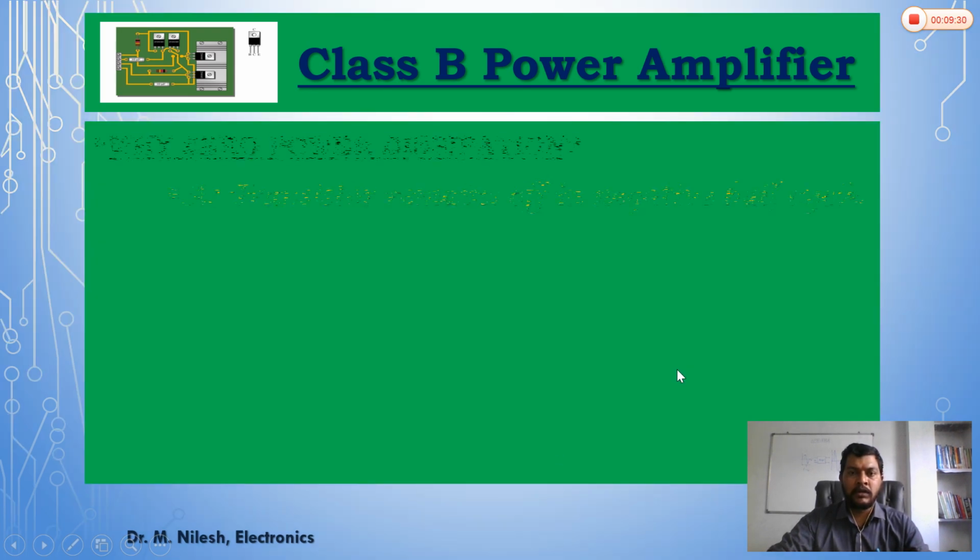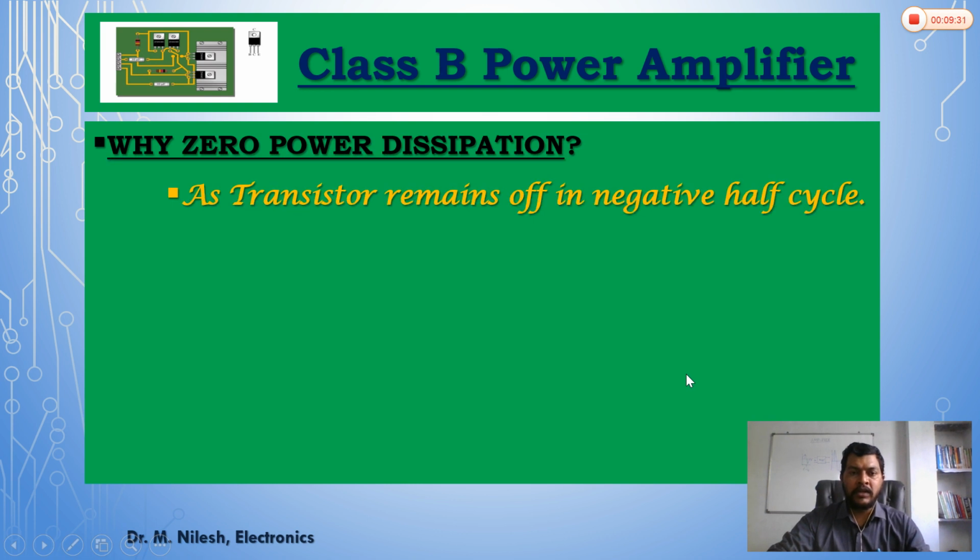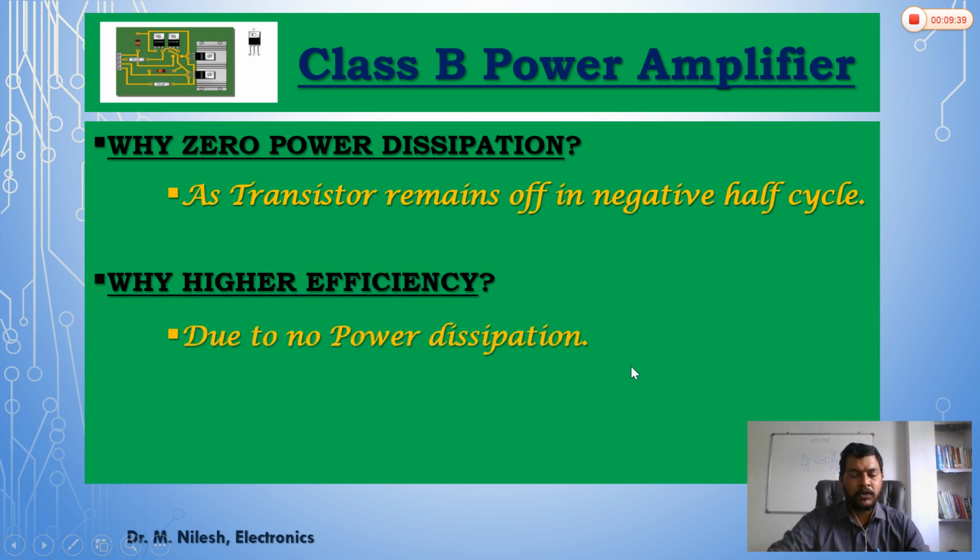Why is there low power dissipation? As we have earlier studied, because it works only in one half cycle, it has low power dissipation, and that is why the efficiency has been increased over there.